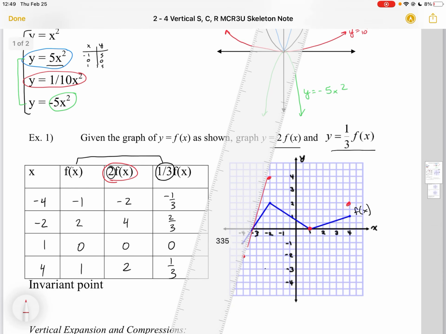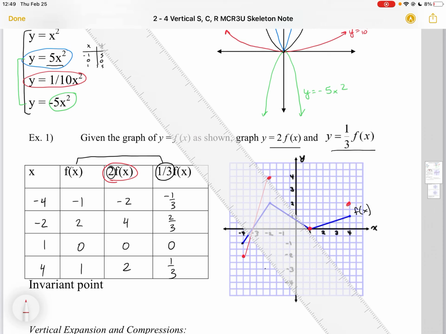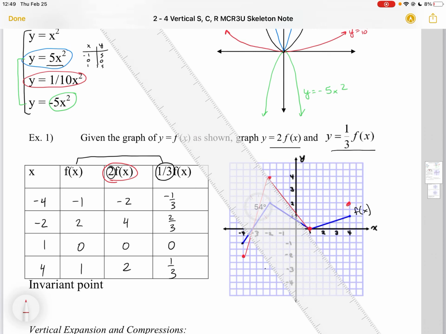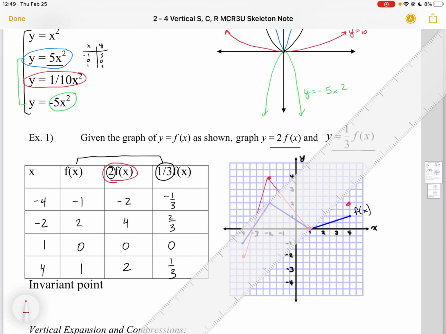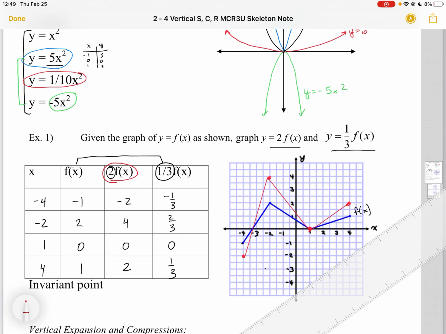And what we can see is that, like the parabola, I was multiplying by a whole number. And so I've actually stretched my graph vertically. The peaks became taller and the valleys became a little bit deeper there.